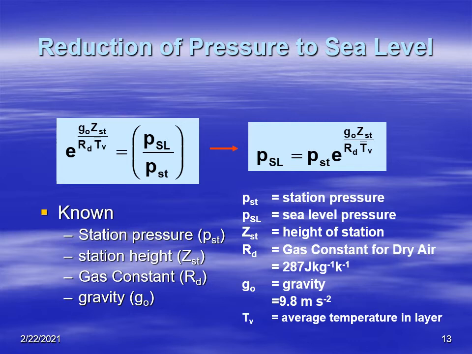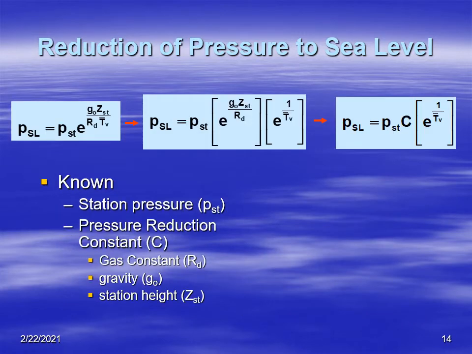What we know in this equation is the height of the station, the pressure at the station, or station pressure, which is measured by a barometer. We also know the gas constant, that's a constant, and also gravity, not necessarily always a constant, but sometimes we can assume it's constant. So in solving this equation for the constants, we can raise e to the g naught, ZST, and Rd. All values there are constant. As I said, gravity is not always constant, but we're going to assume it's constant here for a given elevation.